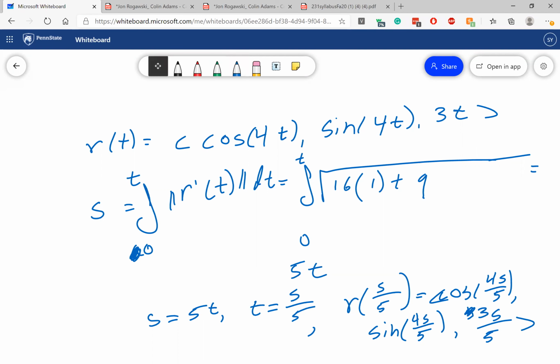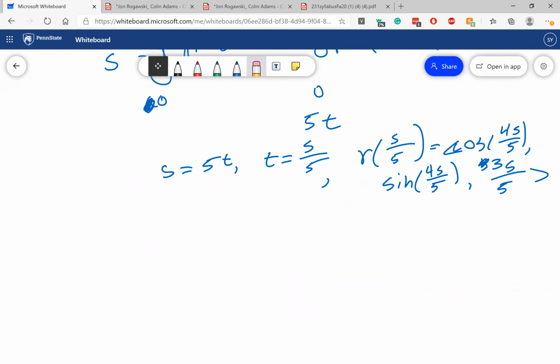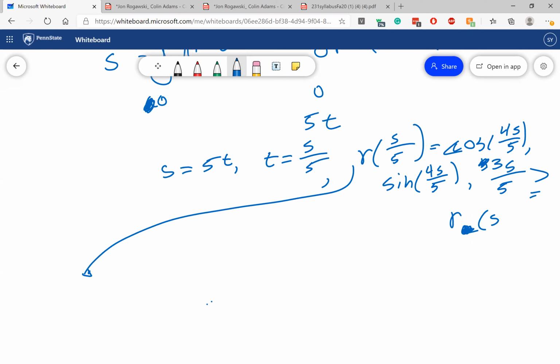Okay, so now let's see if this worked. Let me say that this is now equal to r of s. So now is r of s, the derivative, so is r prime of s, we take the magnitude, is this always equal to 1? That's our question.